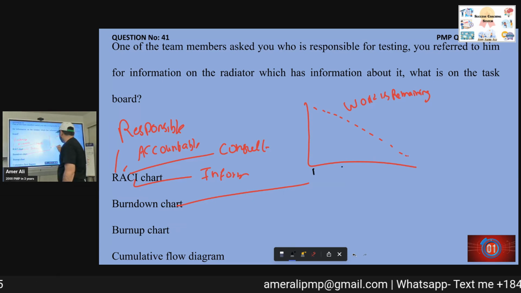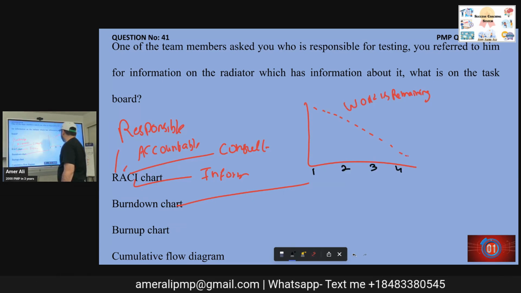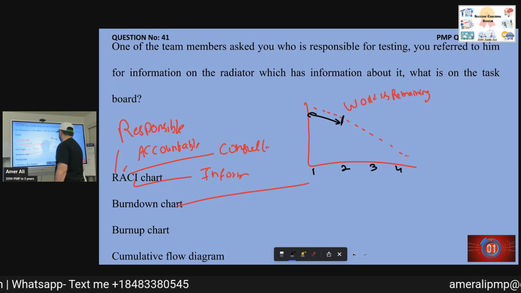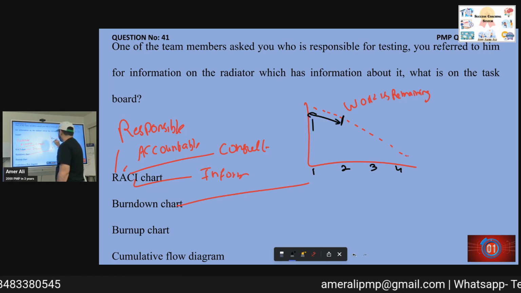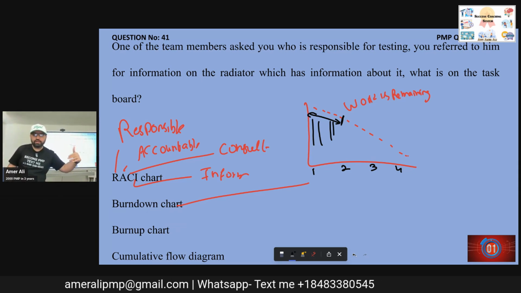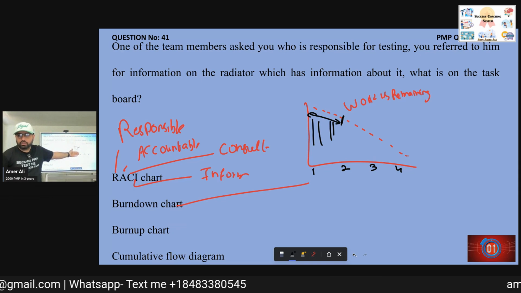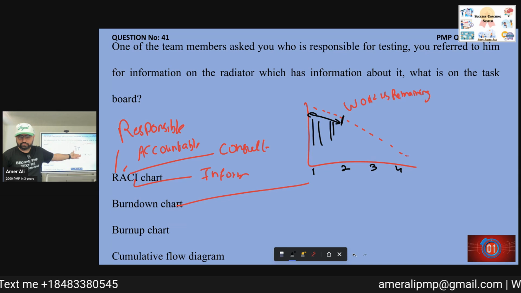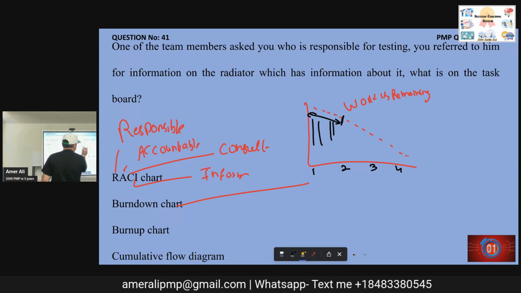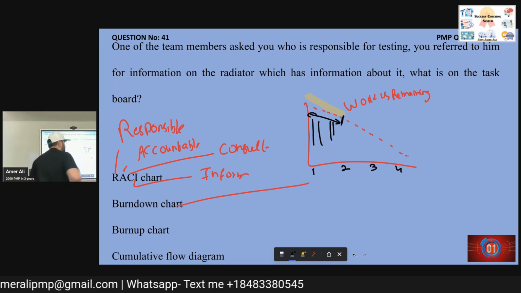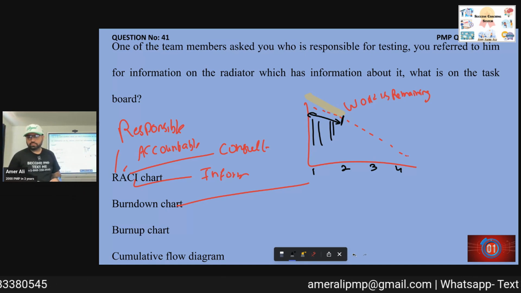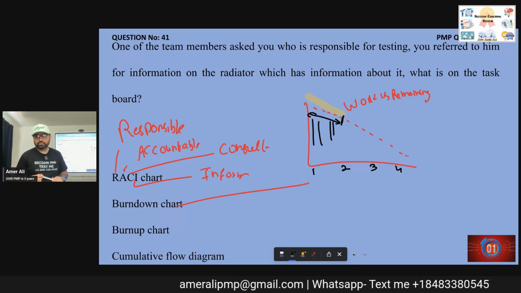Let's say this is day 1, day 2, day 3, day 4. What does this show? What does this black area show? What do you think? On a burn down chart, what does this dotted line show? What does this area, till this, show? What does it actually show?